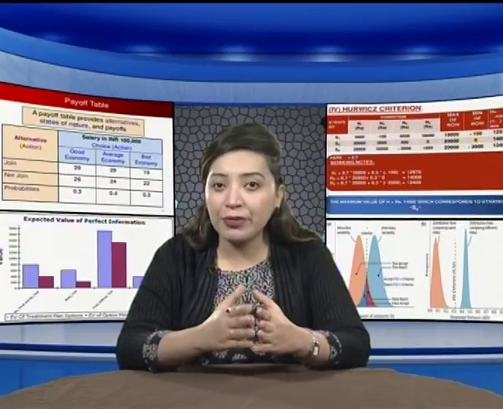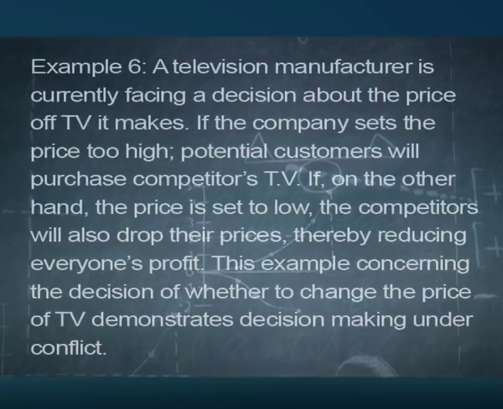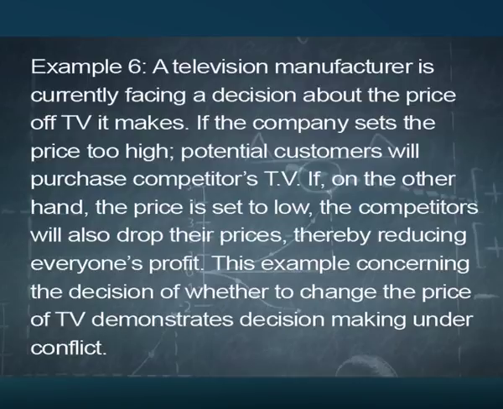The discussion of game theory is beyond the scope of this text. However, an example of this type of decision problem is illustrated as follows. A television manufacturer is currently facing a decision about the price of the TV it makes. If the company sets a price too high, potential customers will purchase competitors' TVs. If, on the other hand, the price is set too low, the competitors will also drop their prices, thereby reducing everyone's profit. This example concerning the decision of whether to change the price of a TV demonstrates decision making under conflict.